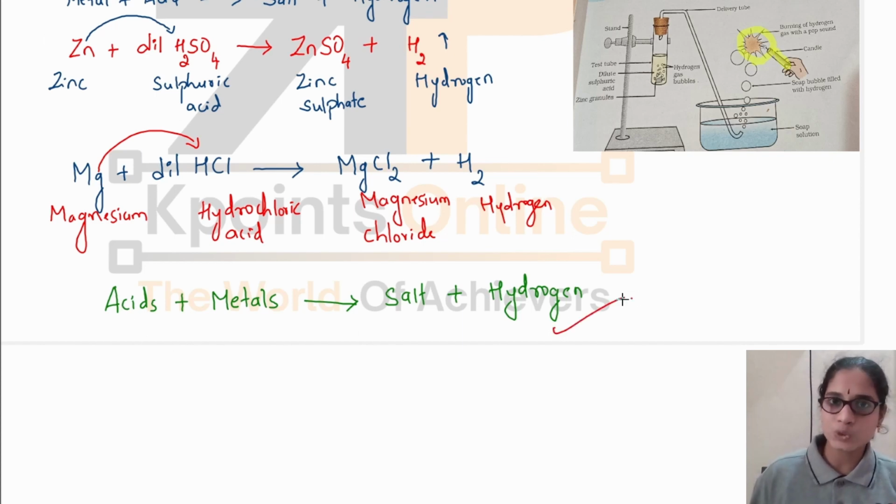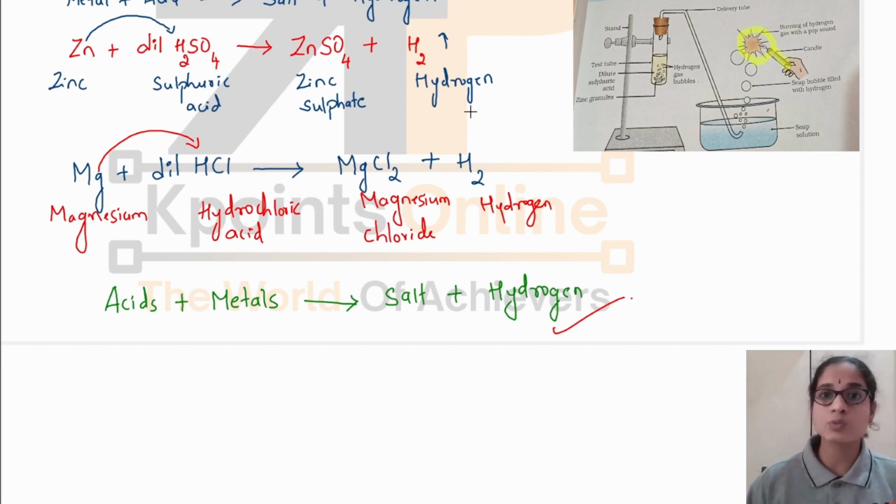Then the question arises: do all metals displace hydrogen? We have studied the displacement reaction in the first chapter. Here, a displacement reaction has taken place where the metal has displaced hydrogen from the acid to form salt. It is an example of a displacement reaction. Now the question arises: do all metals displace hydrogen from acids? No.